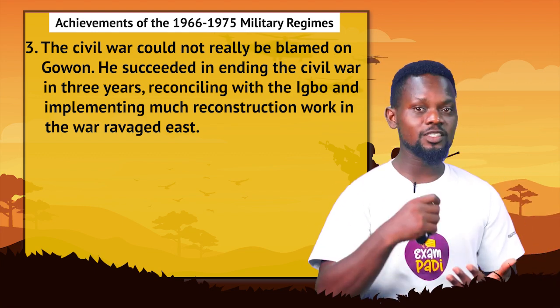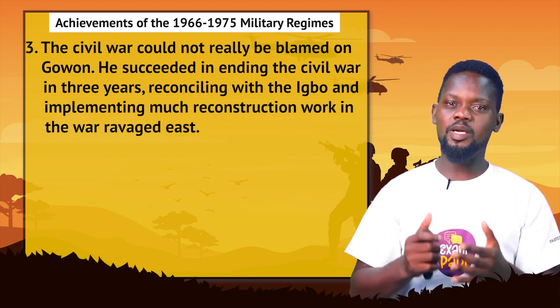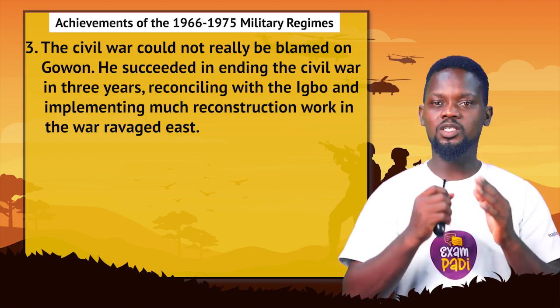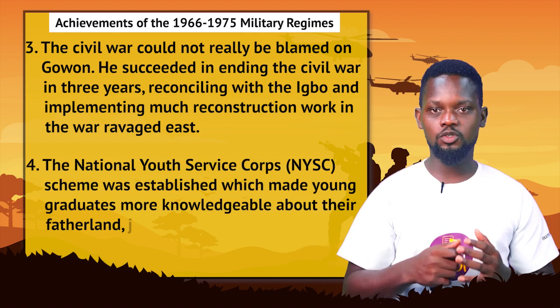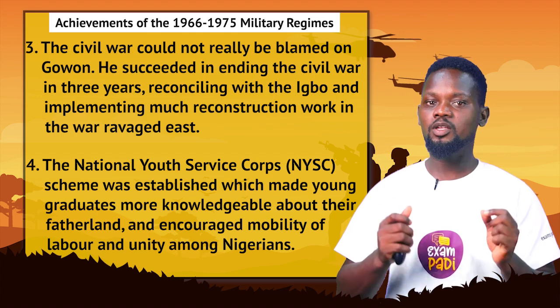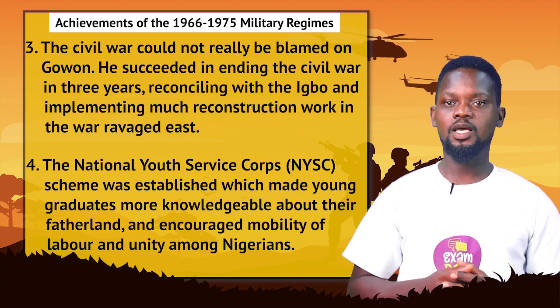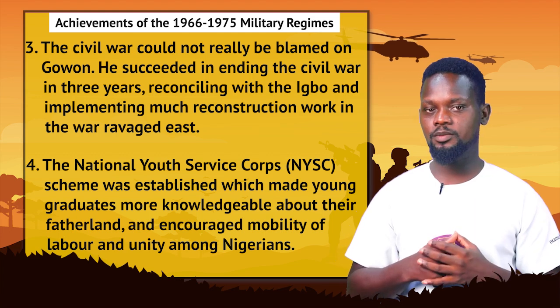He succeeded in ending the Civil War in 3 years, reconciling with the Igbo, and implementing much reconstruction work in the war-ravaged East. Number 4. The National Youth Service Corps (NYSC) scheme was established, which made young graduates knowledgeable about their fatherland and encouraged nobility of labor and unity among Nigerians.